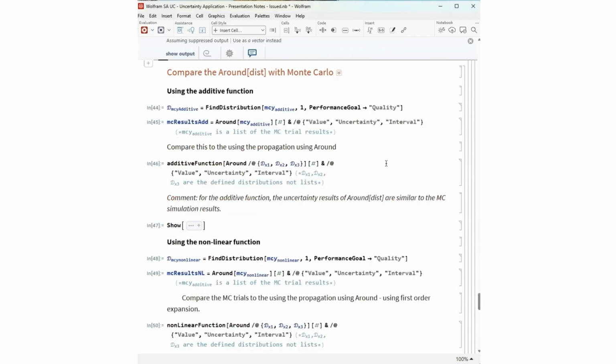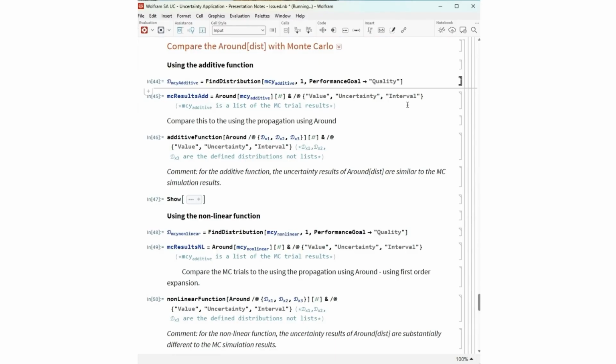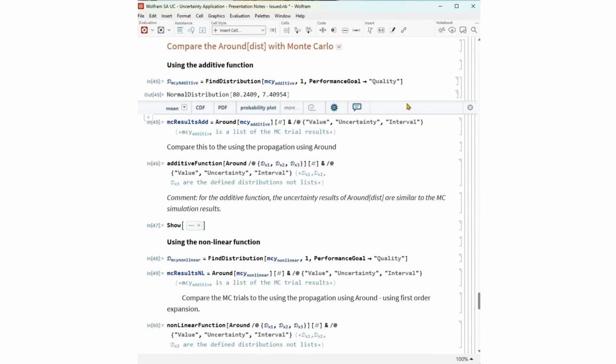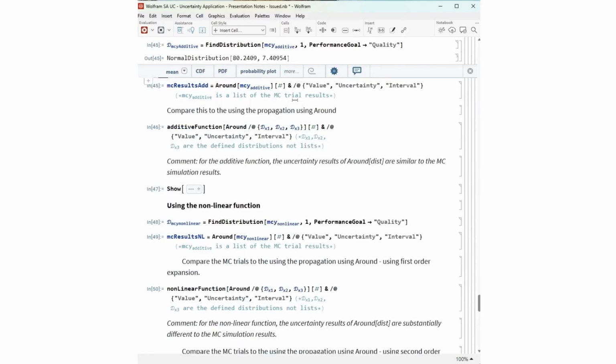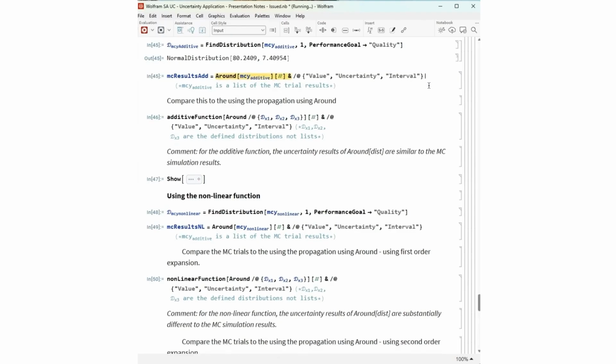Now that I've done the previous compute, let's see, for example, what the distribution looked like for the additive function result in Wolfram. This can be found using FindDistribution, as shown here. You can also find the value, the uncertainty, and interval for each result, y1, y2, and y3, shown here for y1.